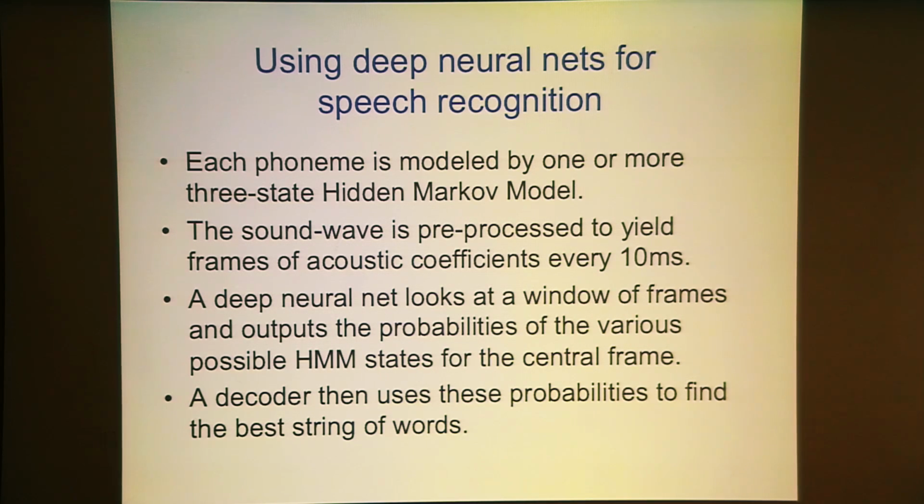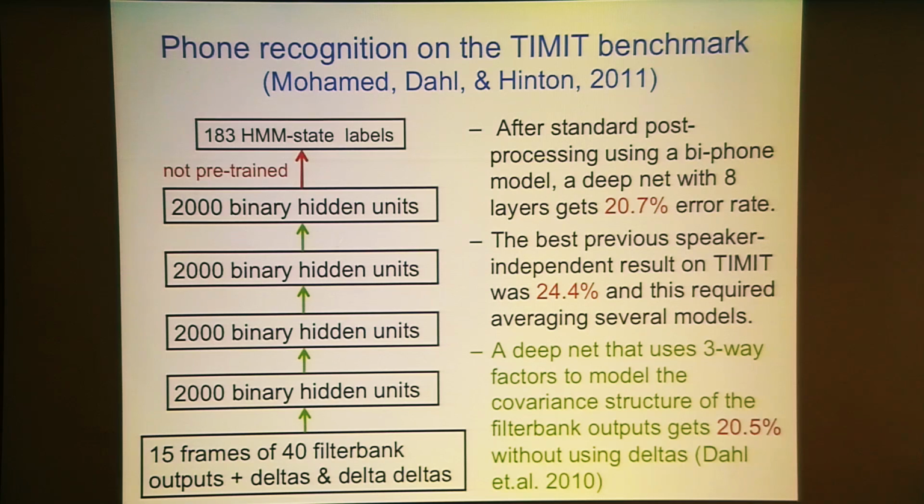So some early research in that area was done by George Dahl and Abdel-rahman Mohamed. They used a net like this. They started off with Mel-Cepstral coefficients here, but after a while they switched to filter bank coefficients, which are a less preprocessed form of speech and actually work better with deep neural nets.